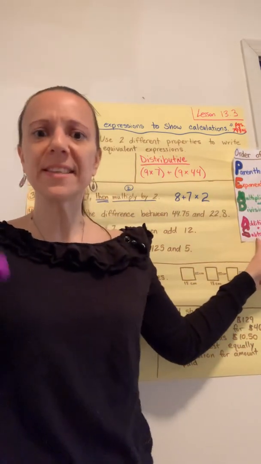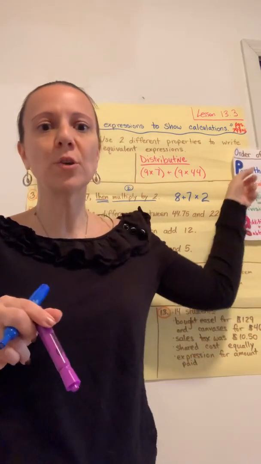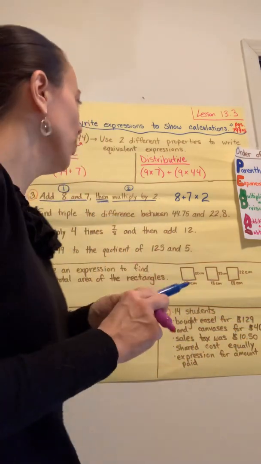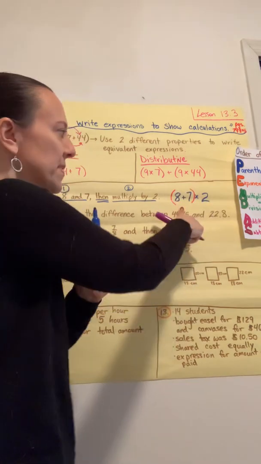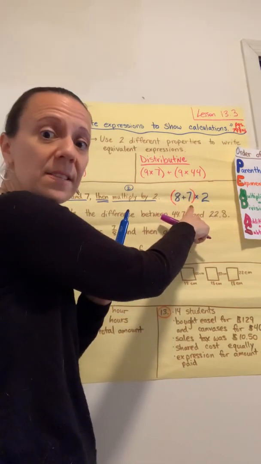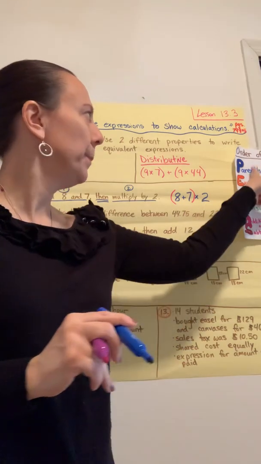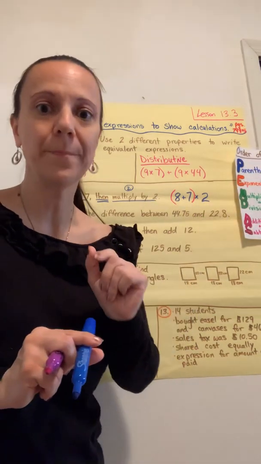The only way to tell people that they have to add first is by using those parentheses. That's how I make it the first step. So the correct expression for this would be 8 plus 7 in parentheses, then times 2 outside the parentheses. Now, based on the order of operations, I have to do that first and then multiply.